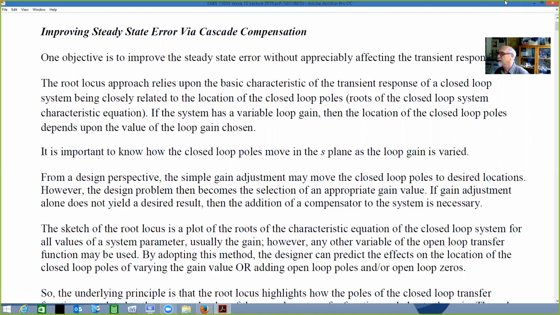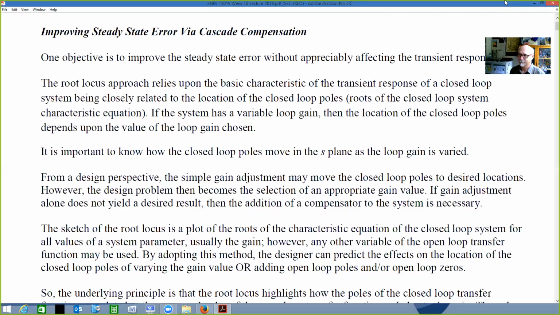If the system has a variable loop gain, then the location of the closed loop poles depends upon the value of the loop gain chosen. It's important to know that the closed loop poles move in the S-plane as the loop gain is varied. From a design perspective, simple gain adjustment may move the closed loop poles to desired locations. However, the design problem then becomes the selection of an appropriate gain value.